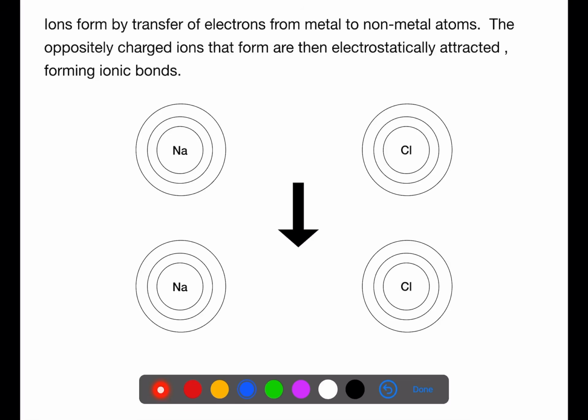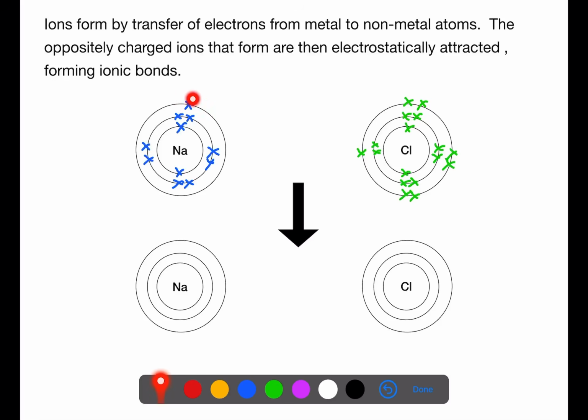Ions cannot exist by themselves. They form by transfer of electrons from metal to non-metal atoms. The oppositely charged ions that then form are electrostatically attracted to each other, forming ionic bonds. Let's start with the sodium and chlorine atom. Sodium has an electron arrangement of 2, 8, 1. Chlorine has an electron arrangement of 2, 8, 7.